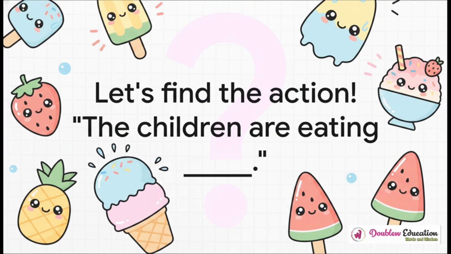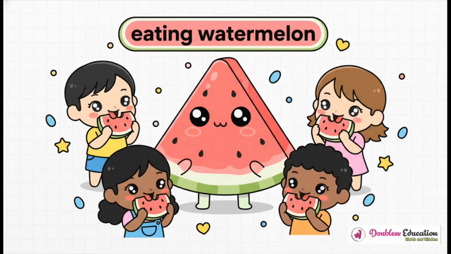All right, time to switch it up. This time we already know who the heroes are, the children, but we're missing their action. The sentence says, the children are eating blank. What delicious, juicy fruit could they be eating? They are eating watermelon. That whole part, are eating watermelon, that's the action, the predicate.